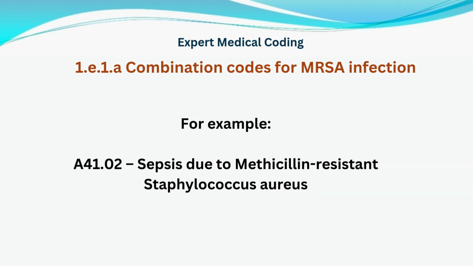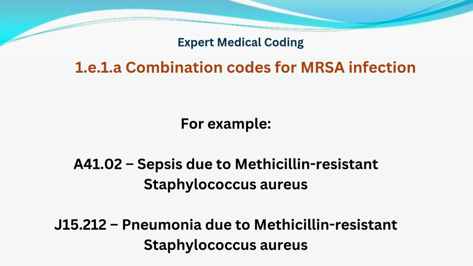For example, A41.02 code, sepsis due to MRSA. Here, sepsis is an infection, MRSA is an organism. So the combination code here is A41.02, that is sepsis due to MRSA. Similarly, J15.212, pneumonia due to MRSA. Pneumonia is an infection here and MRSA is an organism. And the combination code here is pneumonia due to MRSA, J15.212.